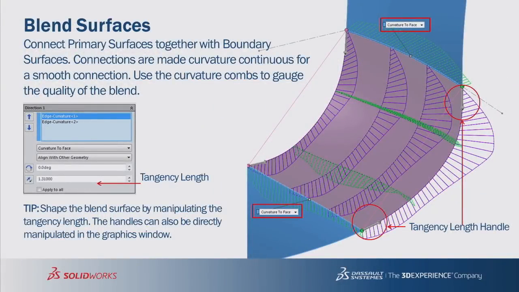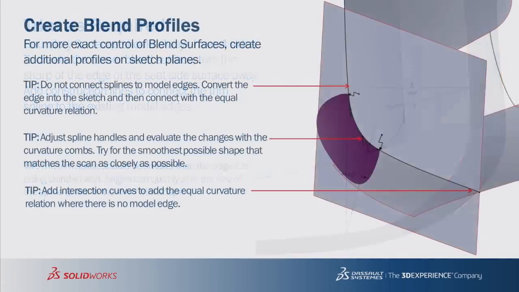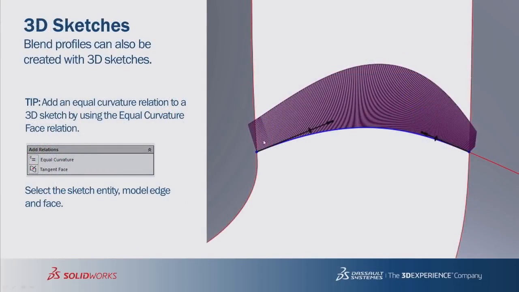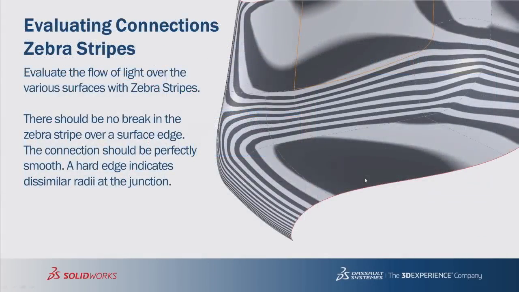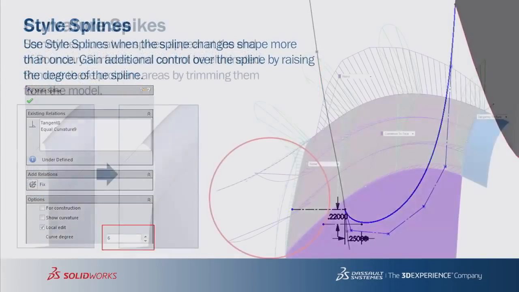We're blending or connecting our primary surfaces together with the blends, boundary surface, trim as required to get four-sided surfaces, create blend profiles to build our boundary surfaces between. Once again, a situation where we had to increase the tangent influence. 3D sketch, they're your friend with the tangent to face or curvature to face option. If you do get a bad boundary surface, use the surface fill instead. Use those zebra stripes to evaluate your connections. Curvature display as well. Keep building surfaces.